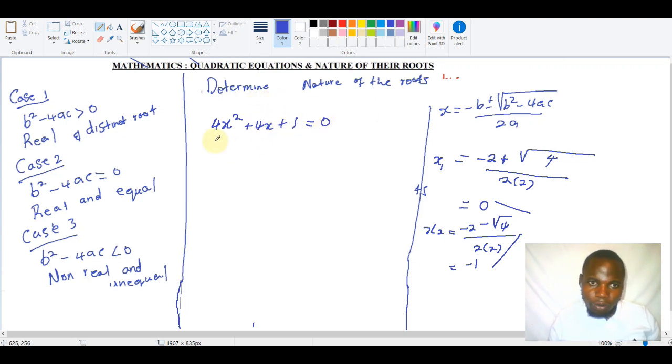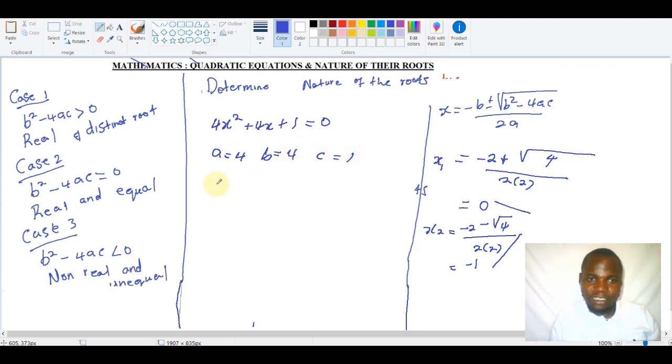So now we look, what is our value of a? Our a is the one that is having x squared. The coefficient there is 4. What is our b? Our b is that one which is next to a number with a single x. So our b is 4 and c is equal to 1.